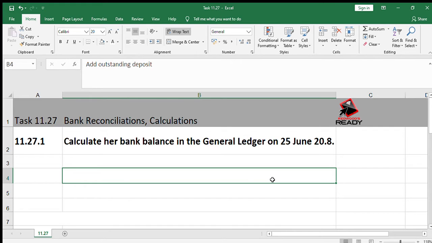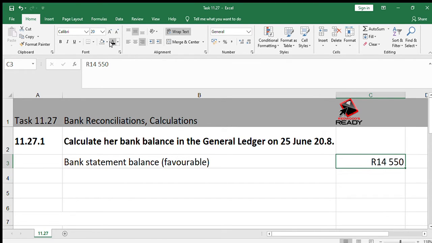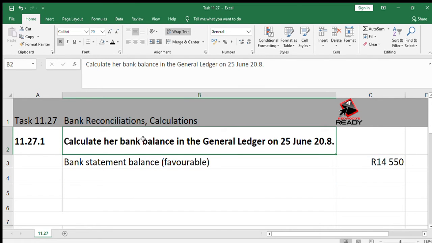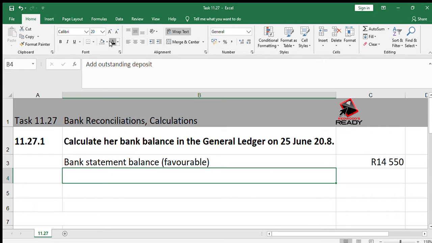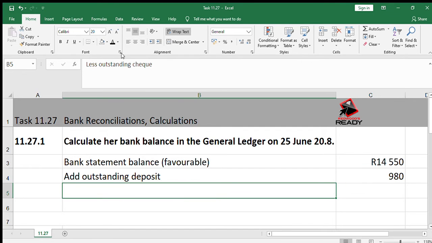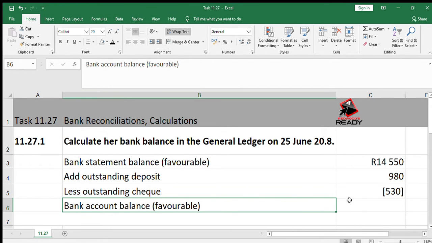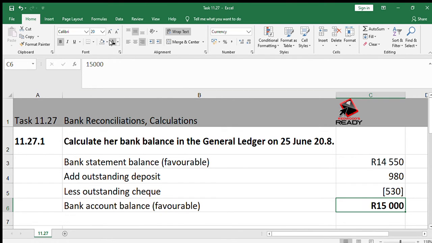In 11.27.1, we have to calculate her bank balance in the general ledger on 21st June. We're going to start with the bank statement balance that we were given, which was 14,550, a favorable balance. The deposit of 980 is an outstanding deposit, which we would add to the favorable bank balance, and the outstanding check we would subtract from the favorable balance, so in brackets 530. That gives us the correct bank account balance of 15,000 Rand.